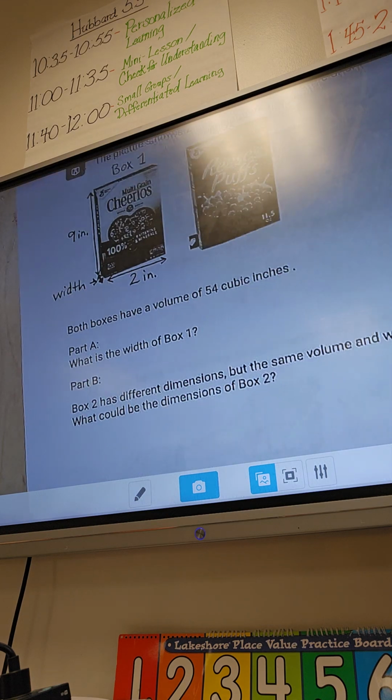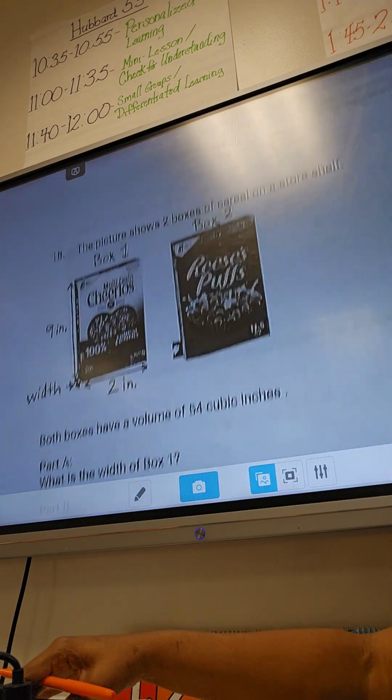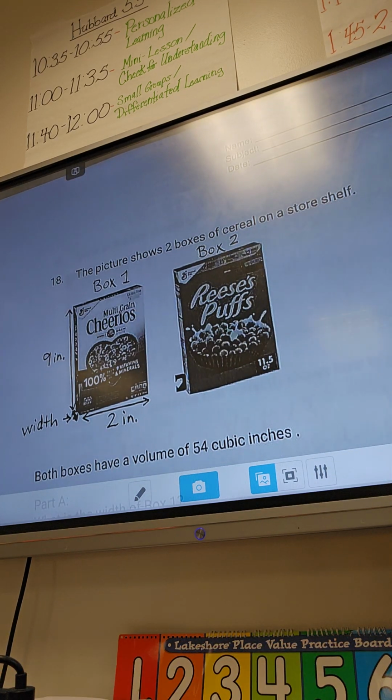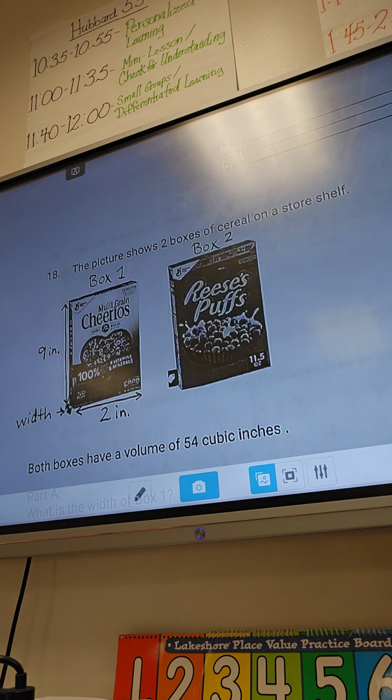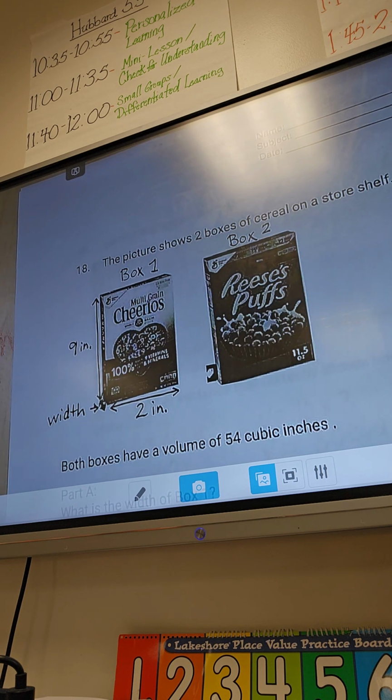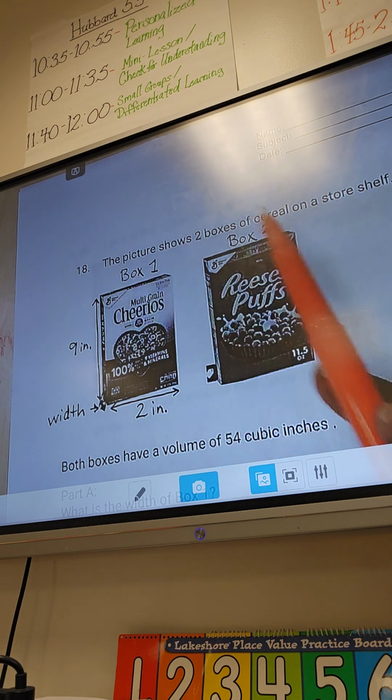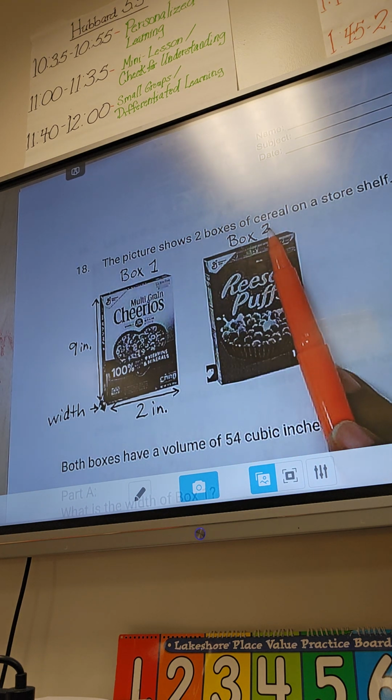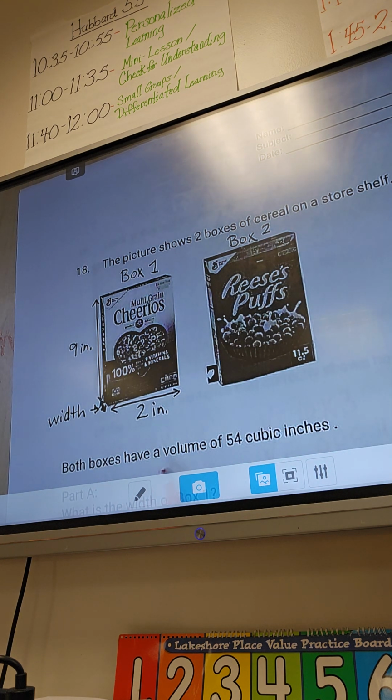All right, and finally, number 18. The picture shows 2 boxes of cereal on a store shelf. This is box number 1. This is box number 2. Both boxes have a volume of 54 cubic inches. What is the width of box 1?